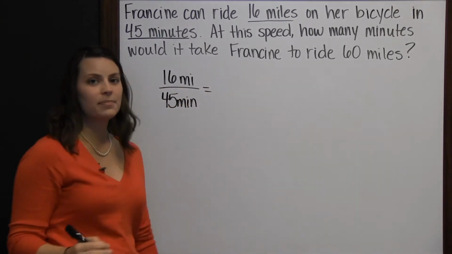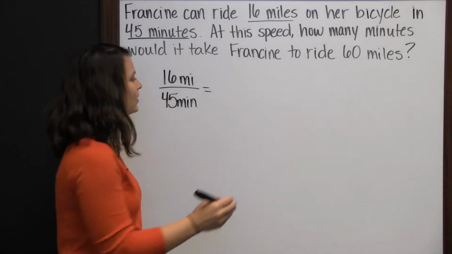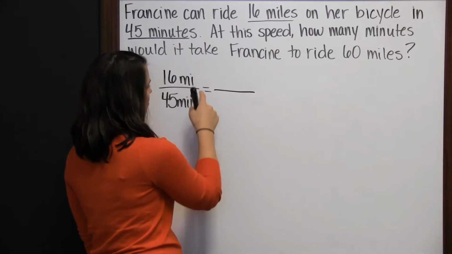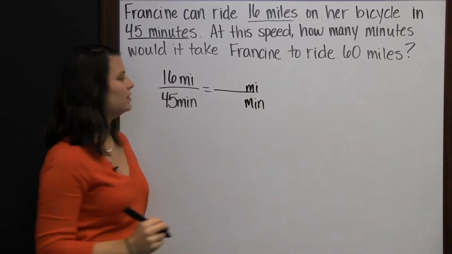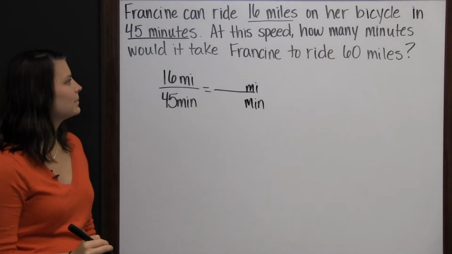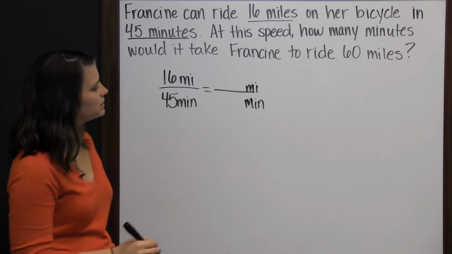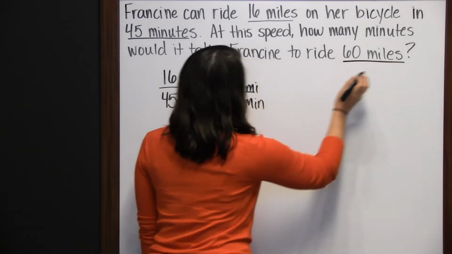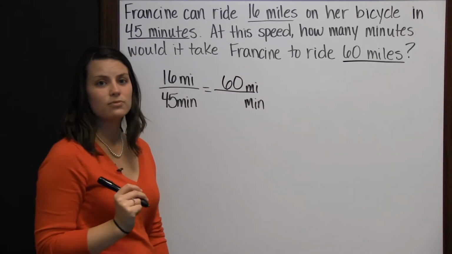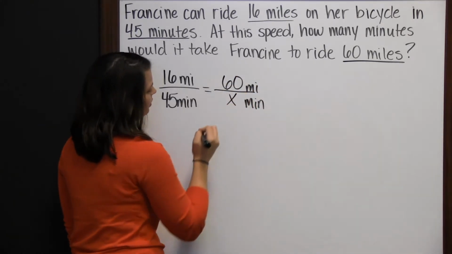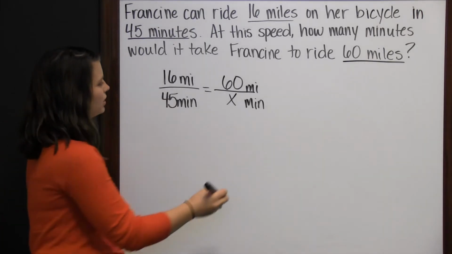And the key to setting up a successful proportion is to be consistent. So since our first ratio, we have miles to minutes, then our second ratio will also be miles to minutes. So they want to know how many minutes it would take Francine to ride 60 miles. So my miles is 60, and my minutes is what I'm trying to find, so that's where I'll put a variable. To solve a proportion, we cross multiply.